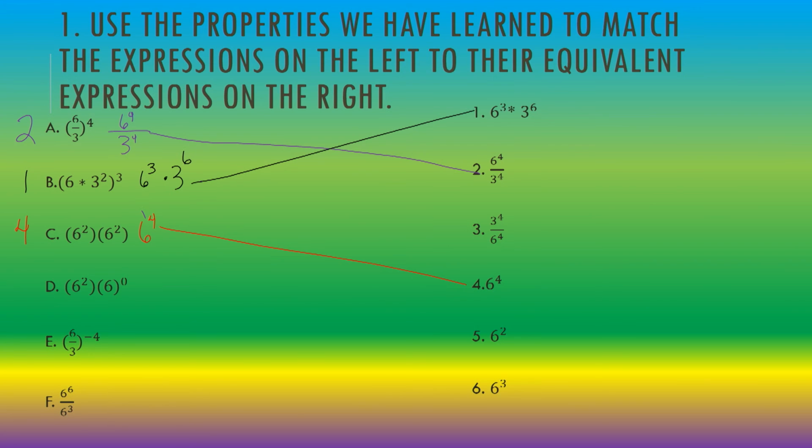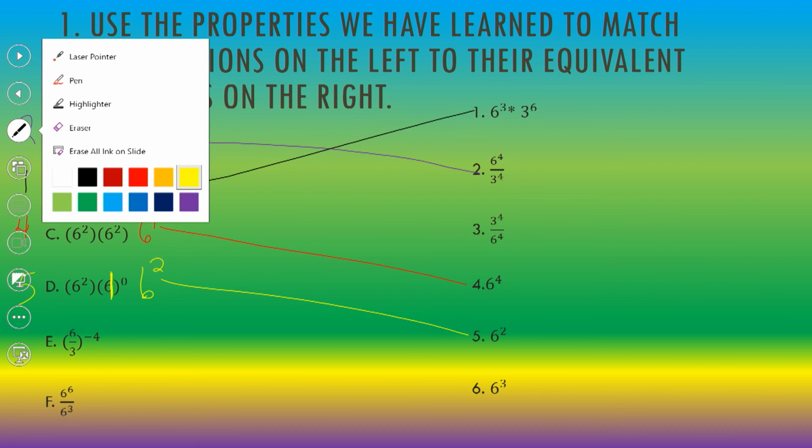Now look at D. Anything to the 0 power is what? 1. So I'm going to go ahead and put a 1 right there. So 6 squared times 1 is what? 6 squared, and it looks like that. All right, 2 more.